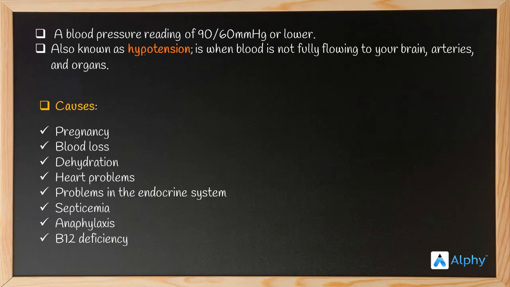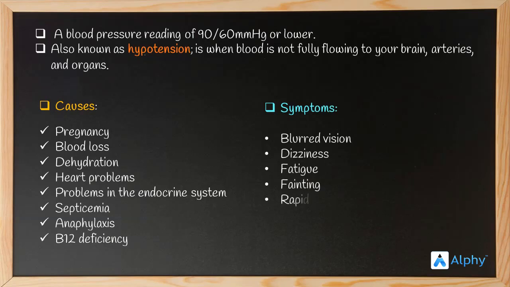Now coming to the major noticeable symptoms that should raise alarm bells, we have blurred vision, dizziness, fatigue, fainting, rapid and shallow breathing, nausea, lack of concentration. Okay, so the condition of low blood pressure can present itself with blurred vision. The person won't be able to see clearly. He would have blurred vision. He would face lack of concentration, nausea, or we can say vomiting. The person may feel fatigue, dizziness, and may eventually faint.